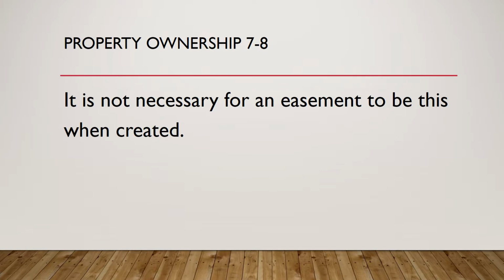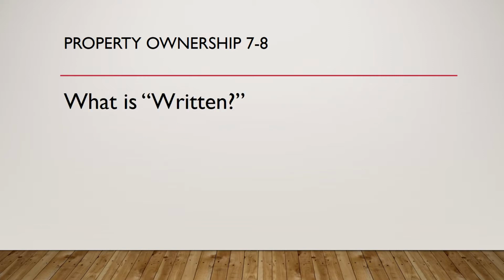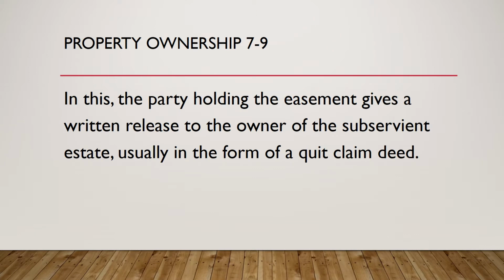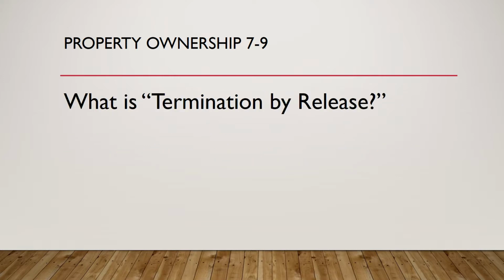Question 8. It is not necessary for an easement to be this when created. What is written? Question 9. In this, the party holding the easement gives a written release to the owner of the subservient estate, usually in the form of a quitclaim deed. What is termination by release?